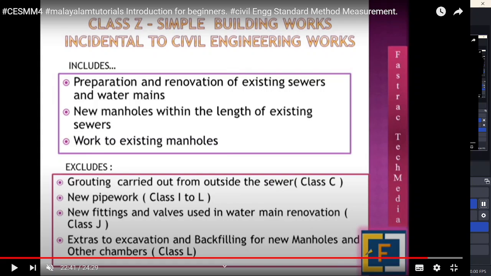Our further videos will explain the different classes, but I suggest you attend one of my workshops related to CESMM. Those who are interested in attending the workshops can arrange them themselves, or you can attend the workshops we are arranging. We are doing workshops all over India. It goes according to my time schedule. I will consider any colleges or any group of engineers who are willing to attend.